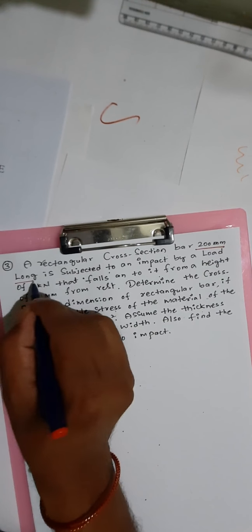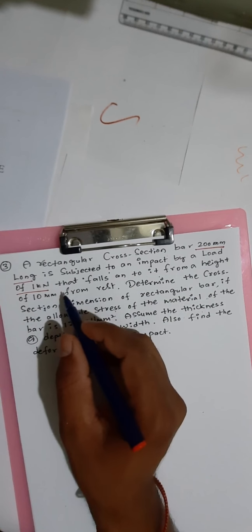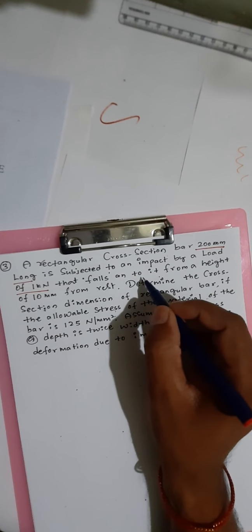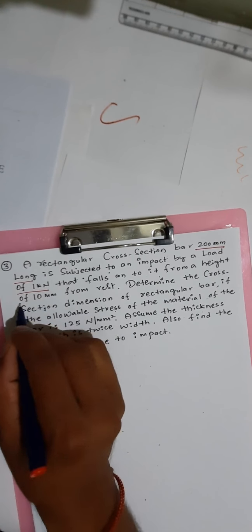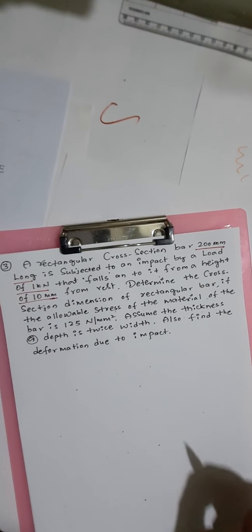The problem is: a rectangular cross section bar 200 mm long is subjected to an impact by a load of 1 kilonewton that falls onto it from a height of 10 mm from rest.